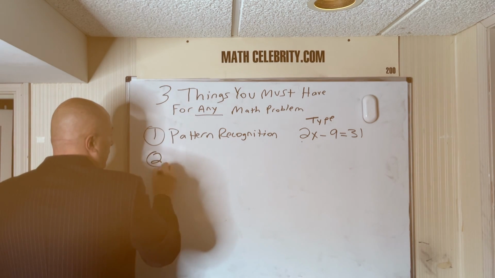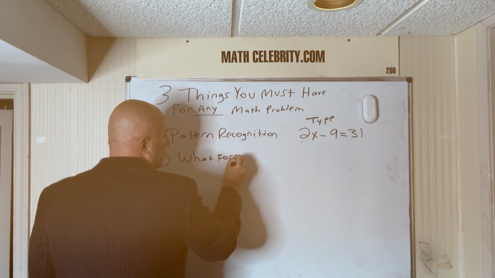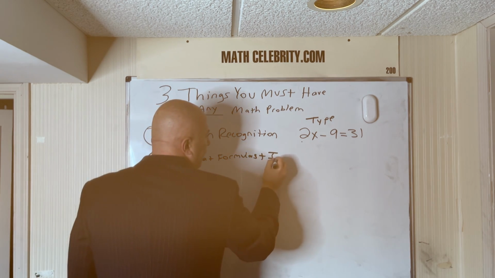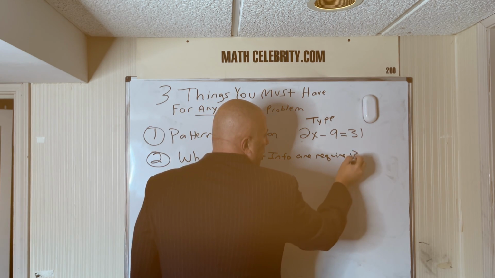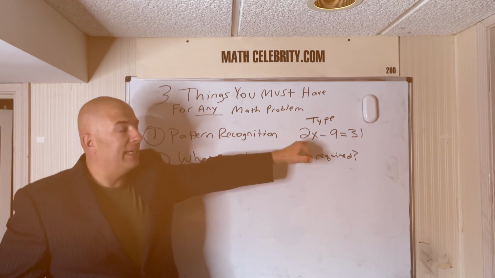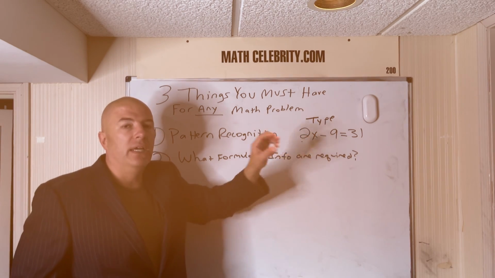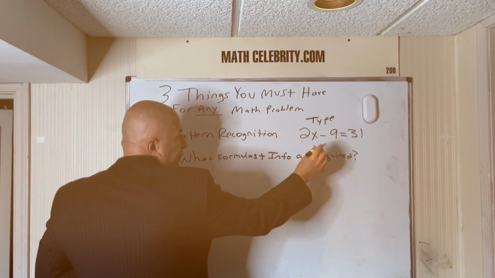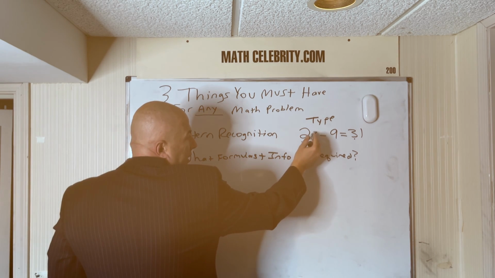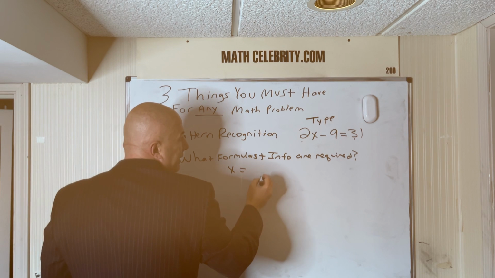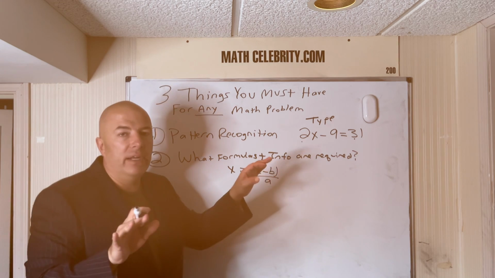The second step, once you identify the pattern, is what formulas and info are required. So let's go back. Once you've identified the type, let's say we've got a really good math student. They pick up right away, this is a two-step equation. They know right away the formula to solve this is just, this is the variable, so the variable in this case, x equals c minus b over a. They've already narrowed this down.